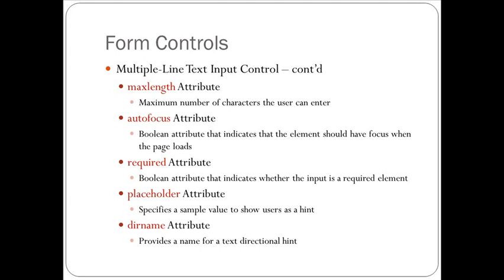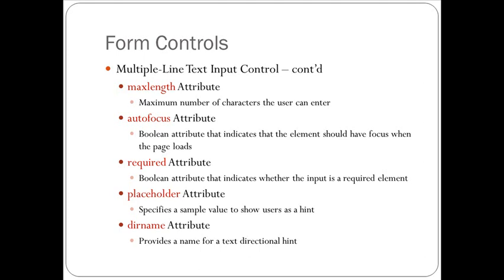That's a boolean that indicates whether the input is a required element or not, whether it has to be filled out. That's good for the text area as well. The placeholder, which you just saw with the text area, works. It simplifies a sample view of what the users might want to put in there, a hint to them of some sort. The direction name attribute's another new one.